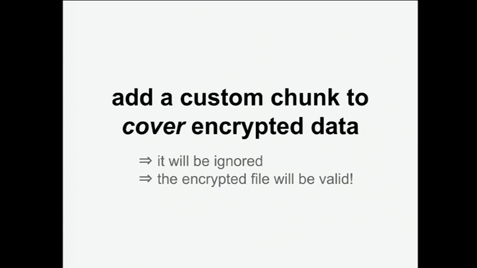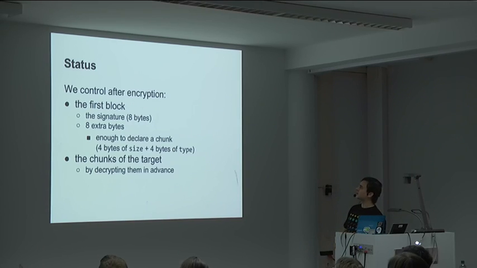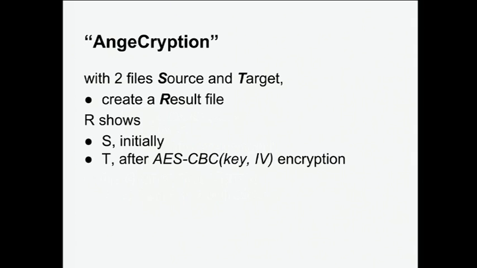And the encrypted file will be valid because the Google data became encrypted but hidden by this custom chunk, and the rest was pre-decrypted, so it's valid. So now, after encryption, we control the first block: the signature of 8 bytes, and 8 extra bytes, which is enough to declare a chunk, luckily, exactly, no need for brute forcing. And this contains the chunks of the target that were decrypted in advance and appended to the source file.